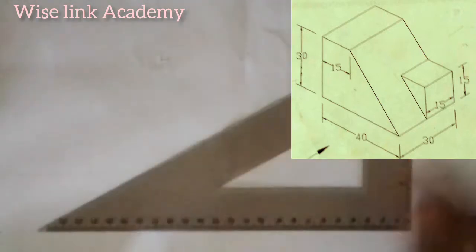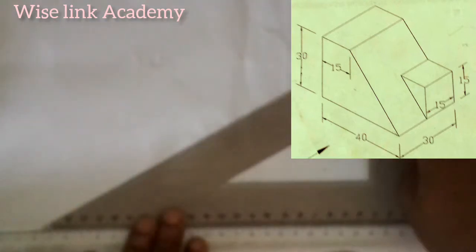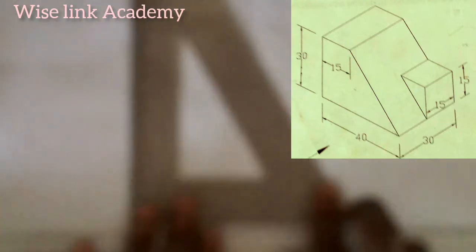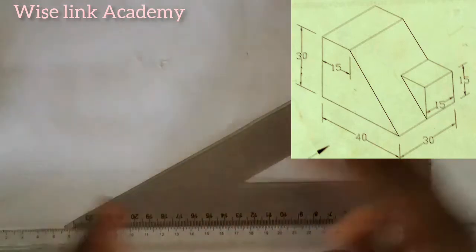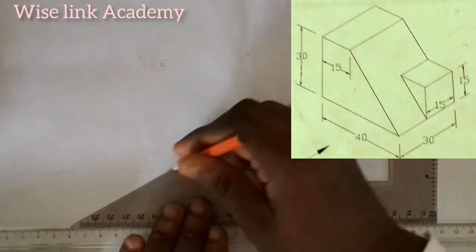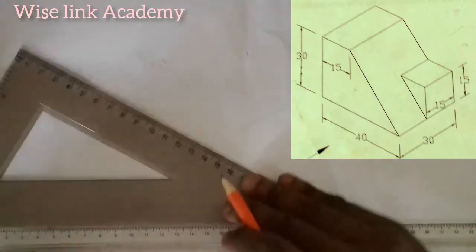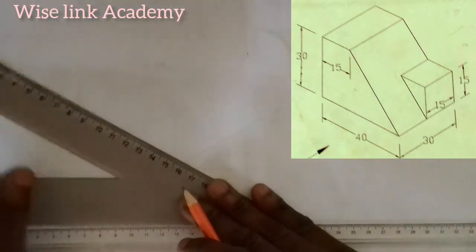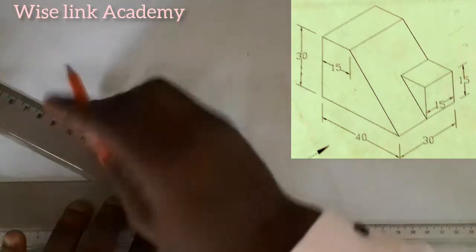I'll take my set square this way. This is 30-degree, right? Like this is 60-degree, so I want 30-degree because I'm doing isometric, and isometric deals with what? 30-degree. So take it this way, draw it this way, as you can see. Take it the other way around, take it this way, draw it this way.